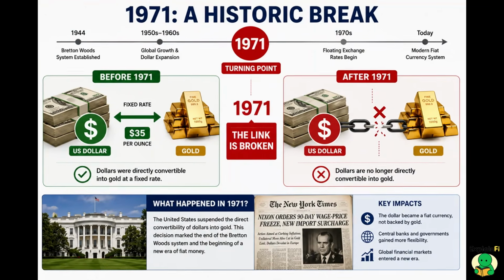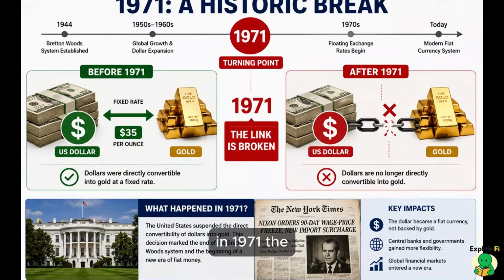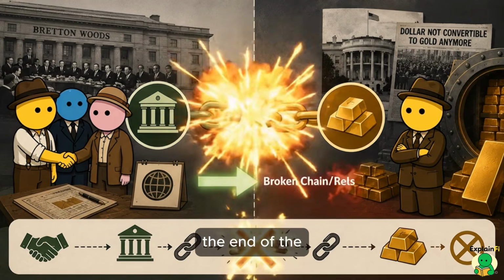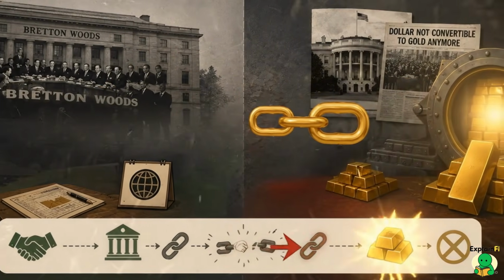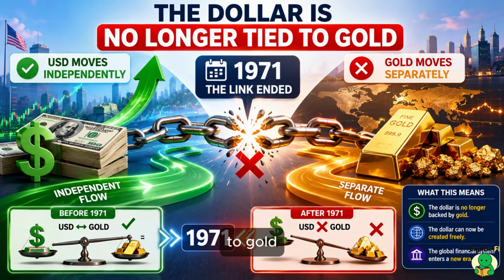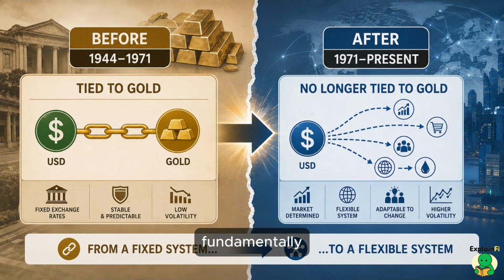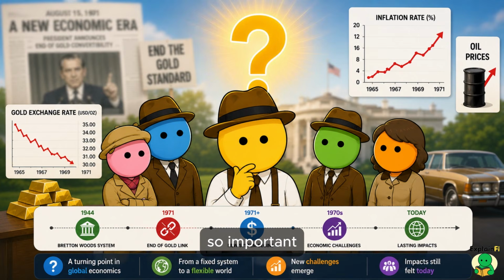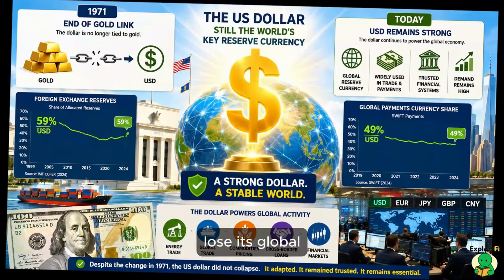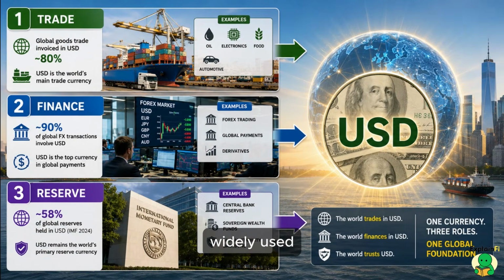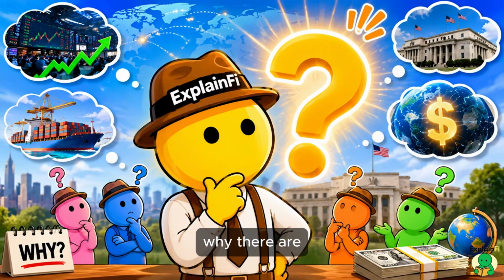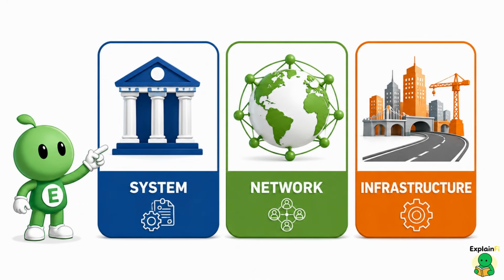concern. In 1971, the United States ended the direct convertibility of dollars into gold. This marked the end of the Bretton Woods gold link. From that point on, the dollar was no longer tied directly to gold. The system had changed fundamentally. Now here's what makes this moment so important. Despite the change, the US dollar did not lose its global role. It remained widely used in trade, finance, and reserves. Why? There are several key reasons.